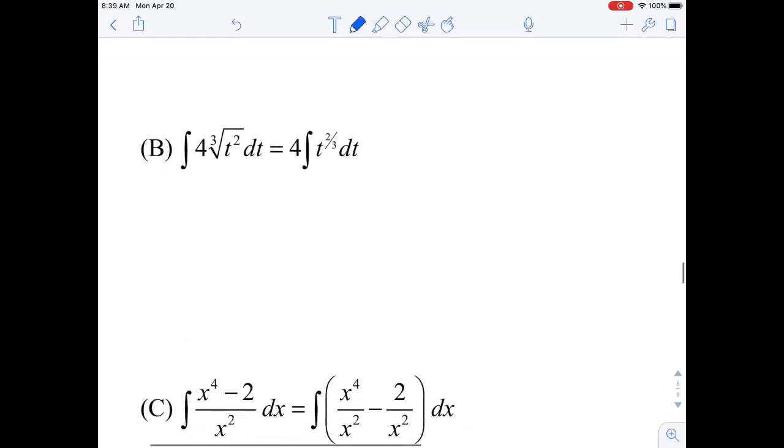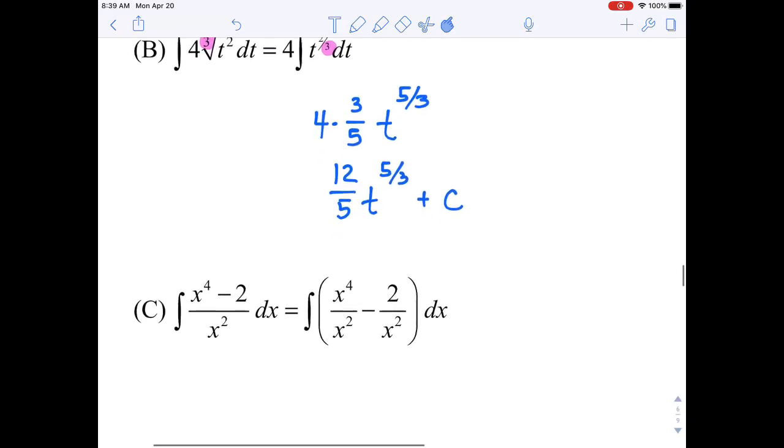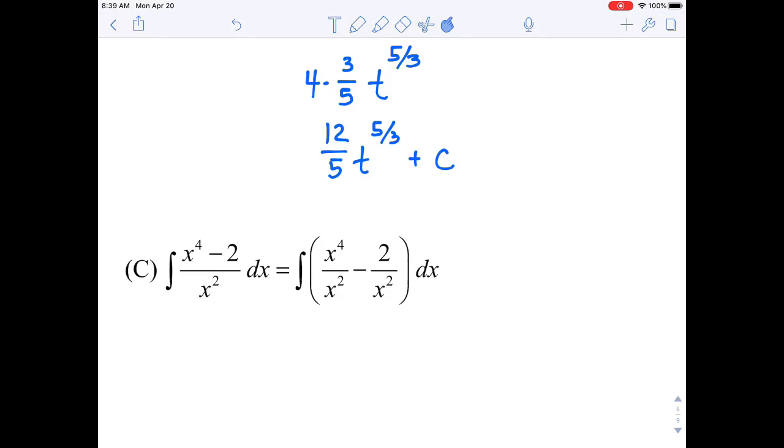Changing radicals to exponents. So this is t to the 2/3. Whatever you're taking the root of is the denominator of your fraction. So again, you add 1. Adding 1 to 2/3 is 5/3. You divide by that. When you divide by that, it's the same as multiplying by the reciprocal. So this would be 12/5 t to the 5/3 plus c. Keep in mind, you can always take the derivative of that to see if you get what you're trying to take the integral of.